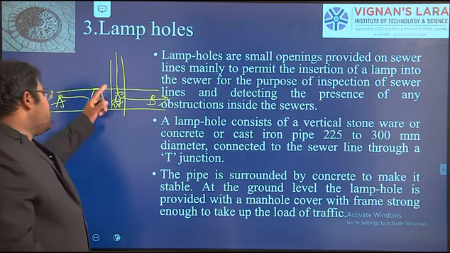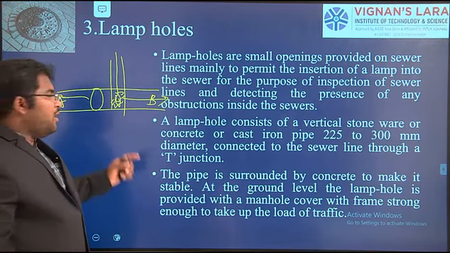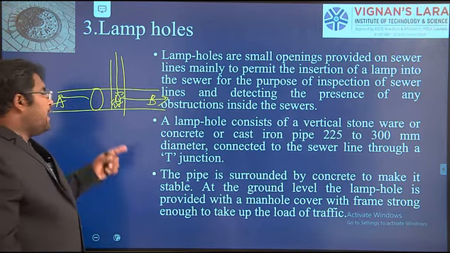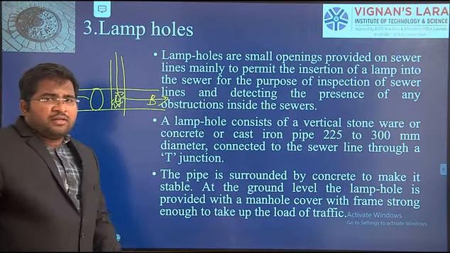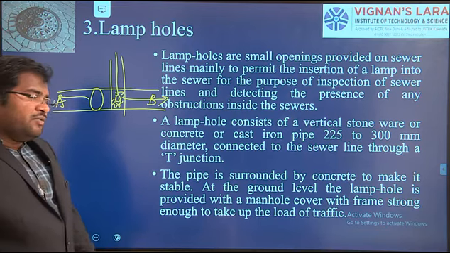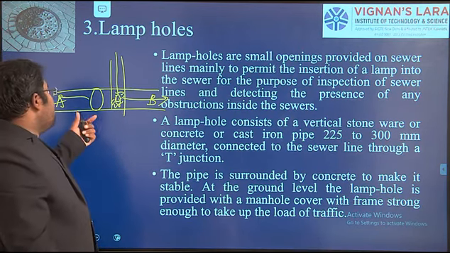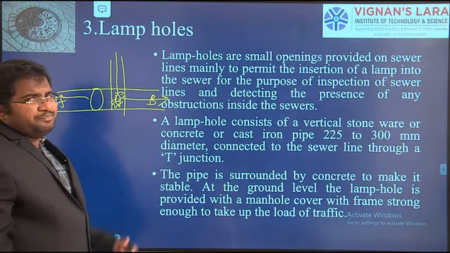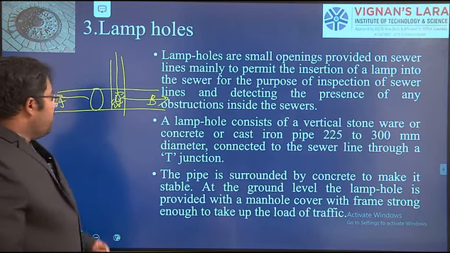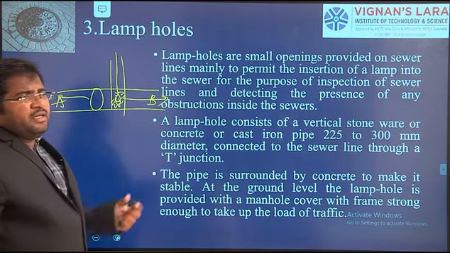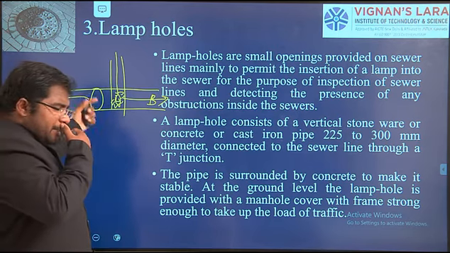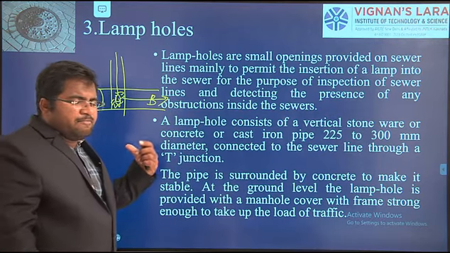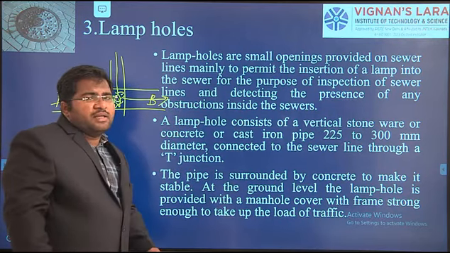Next I will go to the other side of this pipe, that is point A. There I will go and see the light, but I am unable to see the light. So what will we conclude there? We are going to conclude that there is an obstruction between point A and the lamp hole. Now by using some equipment or instrument, we are going to remove this obstruction so that the sewage will move very clearly.